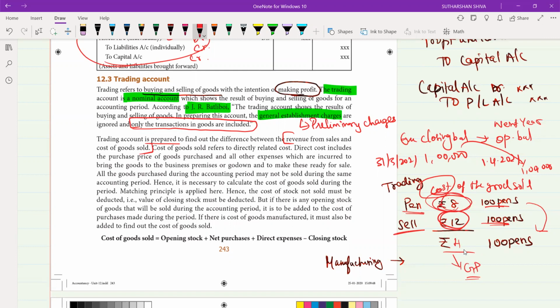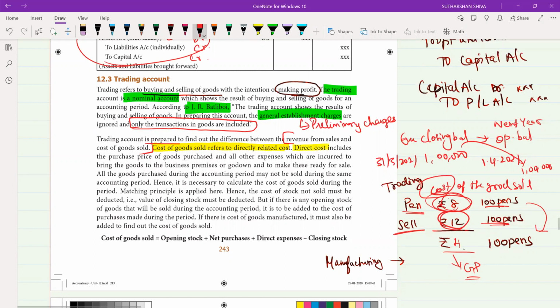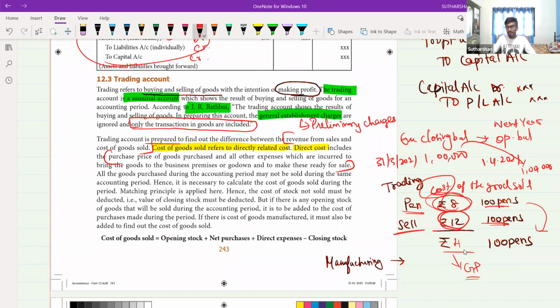Cost of goods sold refers to directly related cost. Cost of goods sold refers to directly related cost. Okay, what are the direct costs? This is an important thing you need to understand. Direct cost includes the purchase price of goods, and all other expenses which are incurred to bring the goods to the business premises or the godown and to make them ready for sale. This is an important point.